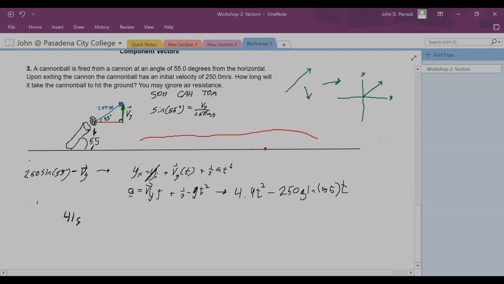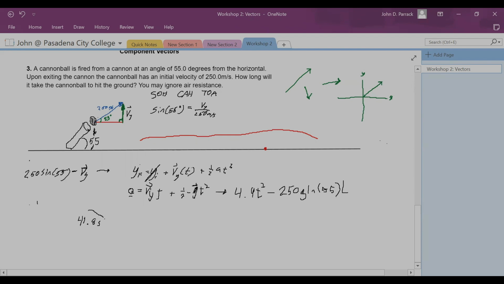So 41 seconds. Sorry, I should be a little more precise than that. Let's see, they gave us 3 significant figures. Let me erase. Let's call it 41.79. Let's say 41.8, rounding to our 3 sig figs. 41.8 seconds. All right. I really should have put a little vector quantity on g so you could see it's in the downward direction, right? We can keep straight with that.